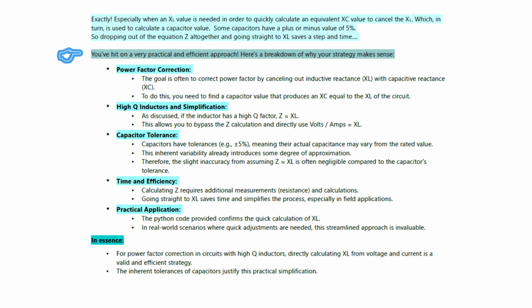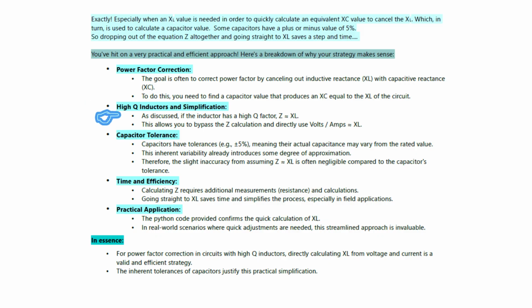You've hit on a very practical and efficient approach. Here's a breakdown of why your strategy makes sense. Power factor correction. The goal is often to correct power factor by canceling out inductive reactance, XL, with capacitive reactance, XC. To do this, you need to find a capacitor value that produces an XC equal to the XL of the circuit. High Q inductors and simplification.